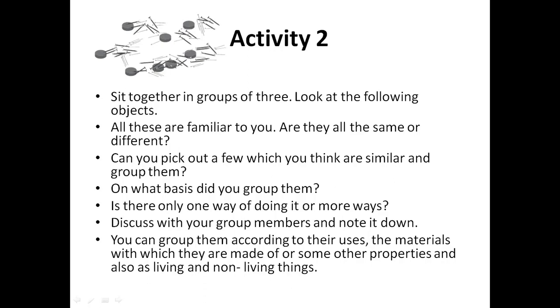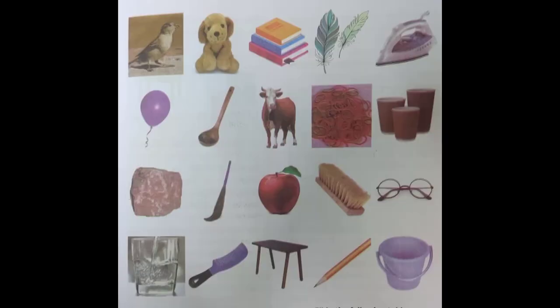You can group them according to their uses, the materials they are made of, or some other properties, and also as living and non-living things. For example, pencils and books are used for studying. The bucket and the comb are made of plastic, while the table and ladle are made of wood. The scrub brush and broom are rough, but the toy bear is soft. Light can pass through the glass of water and the spectacles, but not through the apple or iron box. The cow and the bird are living things while the rest are not.